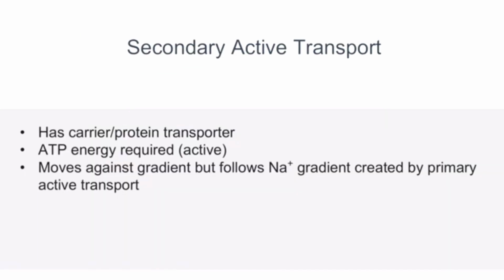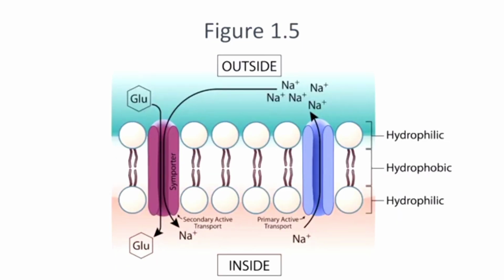And now let's discuss secondary active transport. Just like primary active transport and facilitated diffusion, secondary active transport has a carrier or a protein transporter, and ATP is required. And it moves against a concentration gradient, but it follows the sodium concentration gradient that was created by primary active transport. So if we look at figure 1.5, we can illustrate this. As mentioned in the previous slide, secondary active transport, which is on this left side, occurs as a result of the actions of primary active transport, this right side.